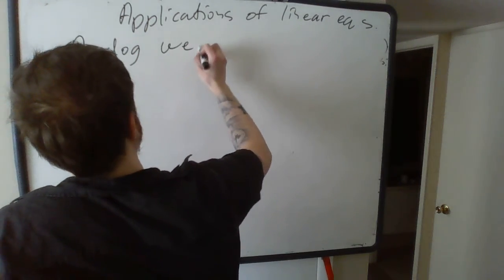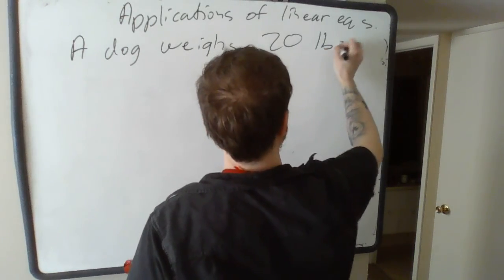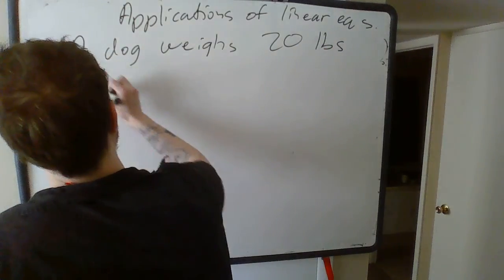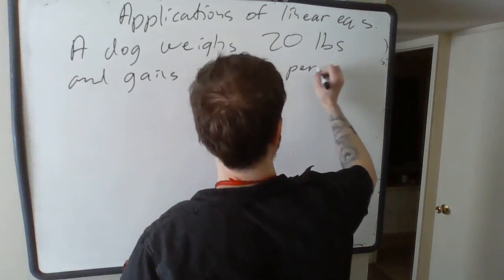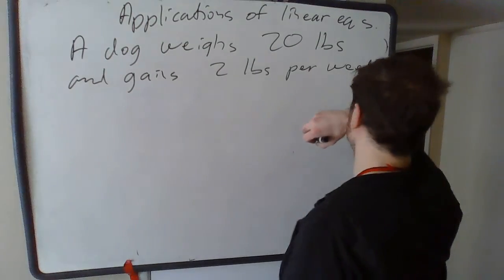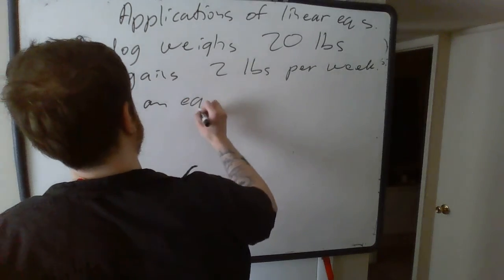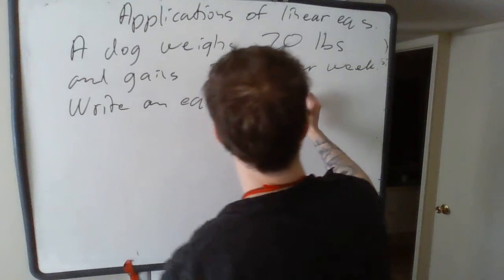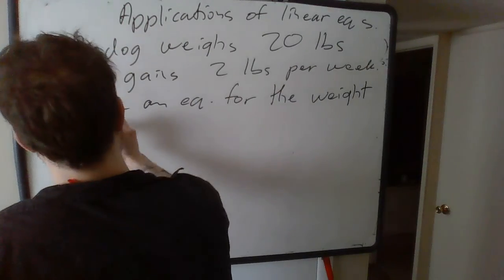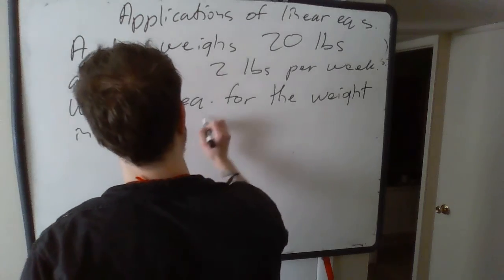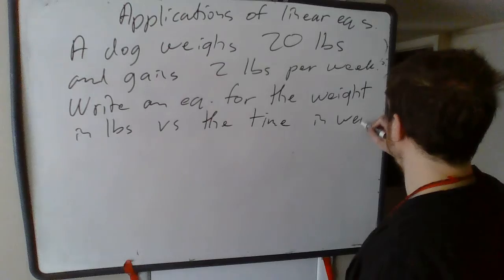a dog weighs 20 pounds and gains 2 pounds per week. And we want to write an equation for the weight in pounds versus the time in weeks.